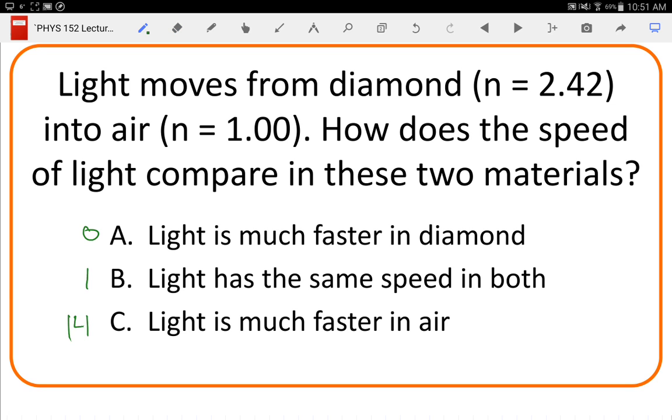Light does definitely not have the same speed in both diamond and air. Light goes significantly slower in diamond. That's what that index of refraction tells you. The 2.42 means it's 1 over 2.42 times as fast in diamond compared to air. Or air is 2.42 times faster than in diamond.